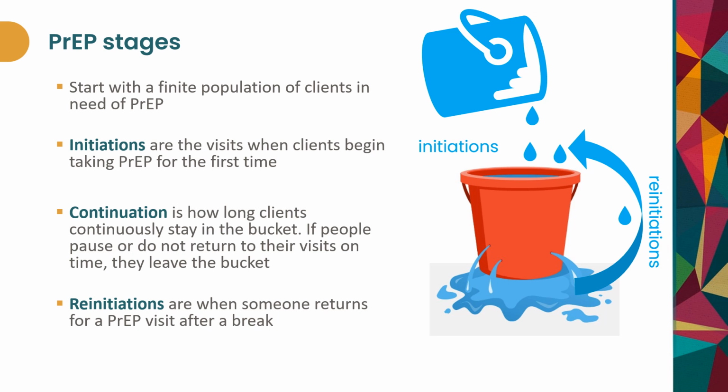If they pause or discontinue using PrEP or do not return for their refill visits on time, then they leave the bucket. Sometimes those who have previously stopped taking PrEP or missed a visit begin taking PrEP again, which we refer to as reinitiations. Method switching would be counted as discontinuation and reinitiation within this model.